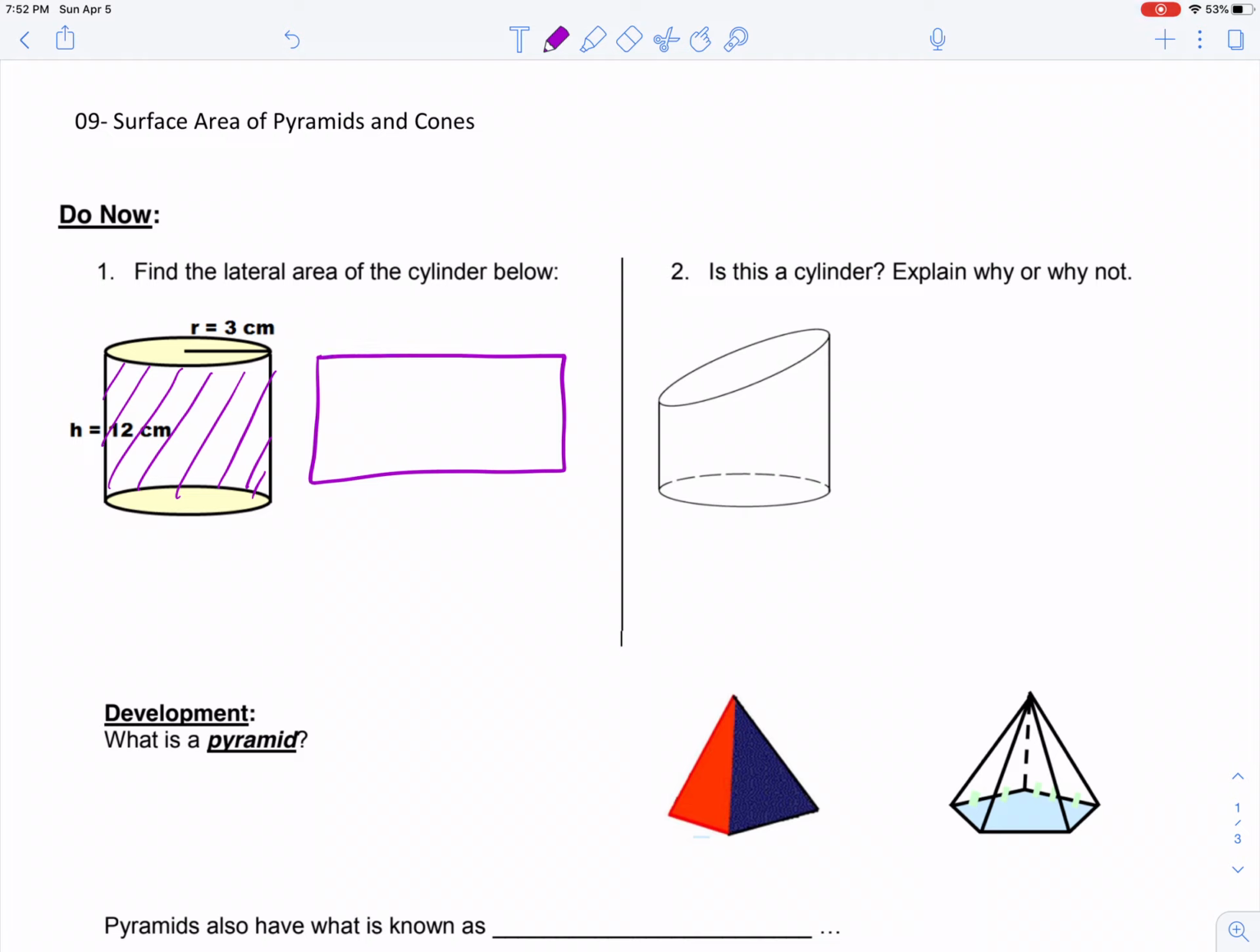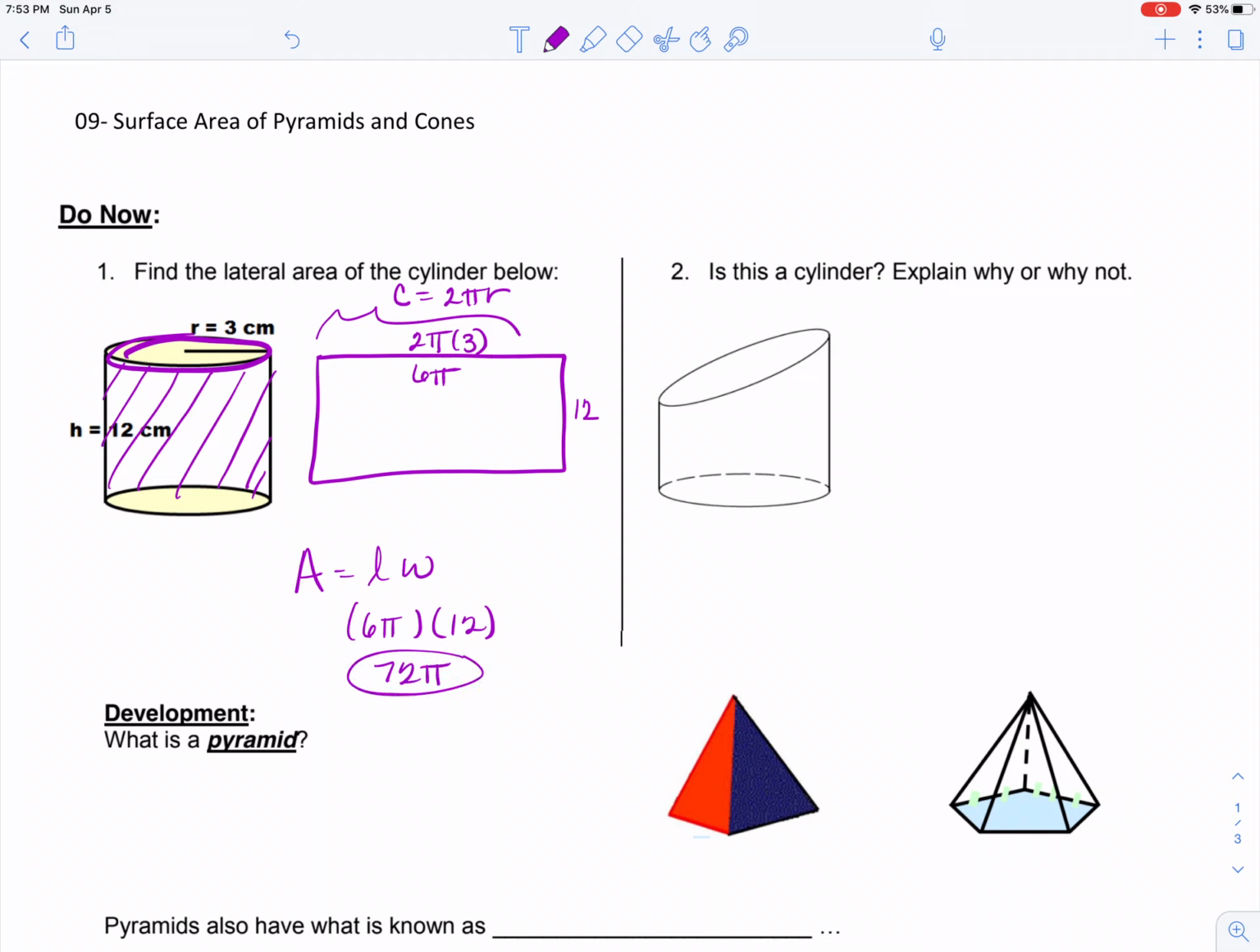The width of that rectangle is the height of the cylinder, 12. The length, this whole side, is the circumference of the cylinder, because it's the distance all the way around. So it's 2 pi r, or 2 pi times the 3, or 6 pi. So to get the area of the rectangle, I would do length times width, and in this case that's 6 pi times 12, which is 72 pi.